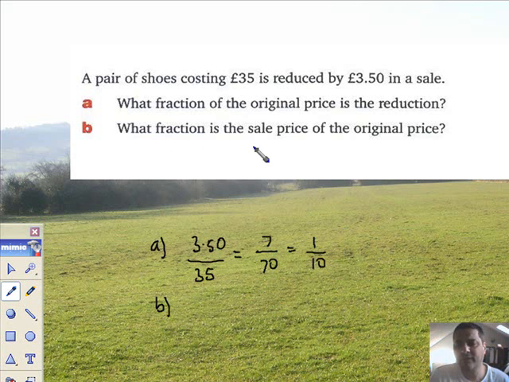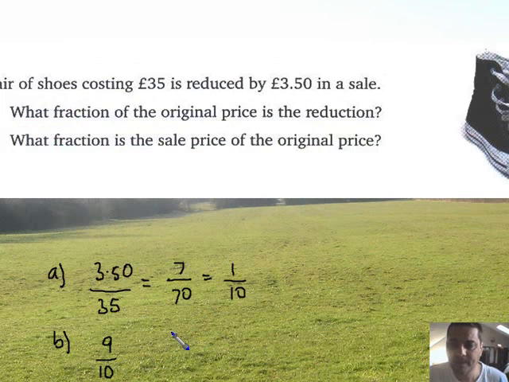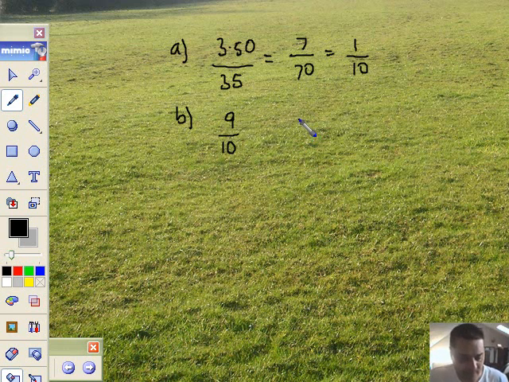Therefore, B. What fraction is the sale price of the original price? Okay, so the sale price is going to be, it's irrelevant, because if I've gone a tenth off, I have 9/10 left. Therefore, my sale price is 9/10 of the original, because I've just taken a tenth off its price. You don't need to actually work out the price of the original, so don't worry about that.